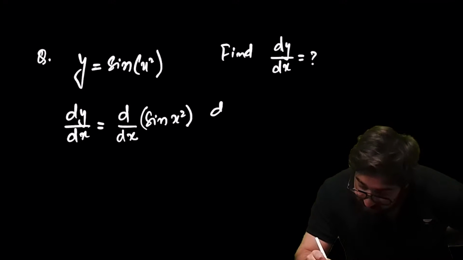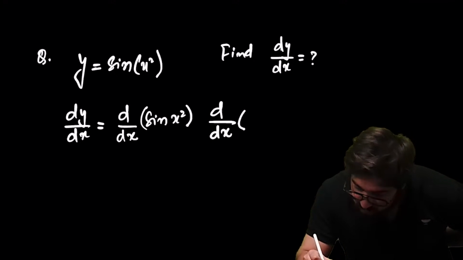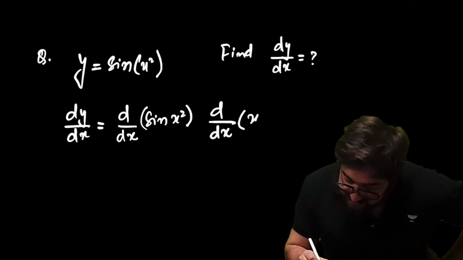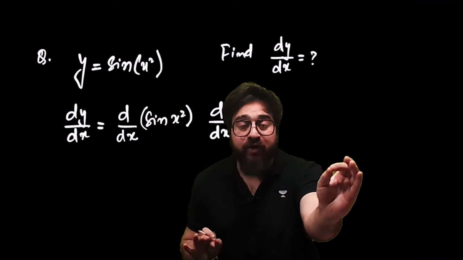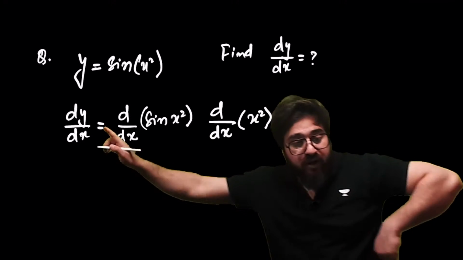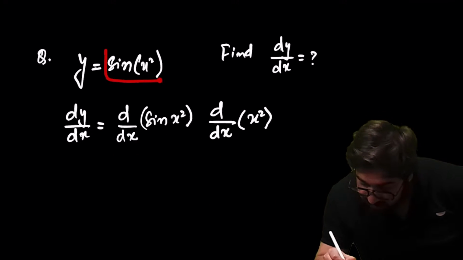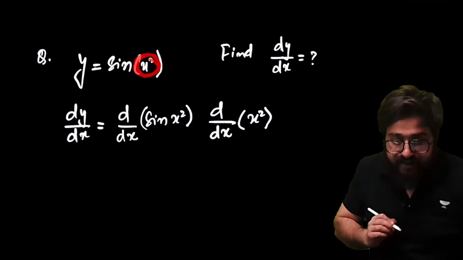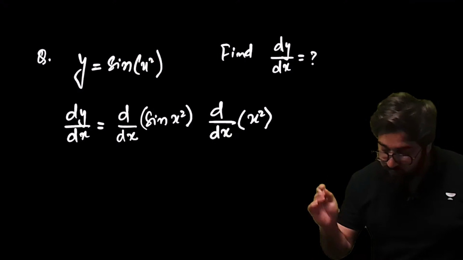Then you will do the differentiation of d by dx of what is inside this angle. What is inside this angle? That is x square. This is what we call the outside inside rule. First, you will do the differentiation of the whole outside. Then you will do the differentiation of this, which is the inner part. This is exactly how we do it.